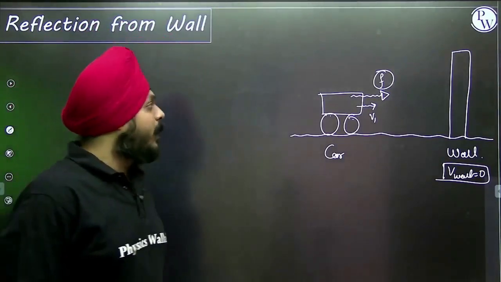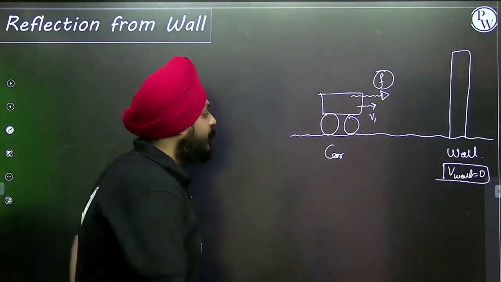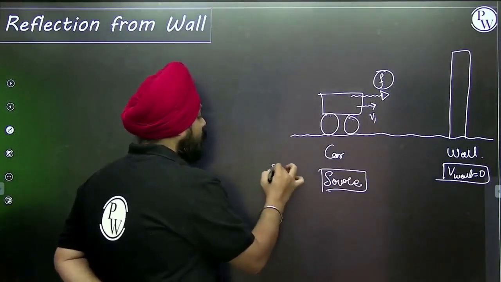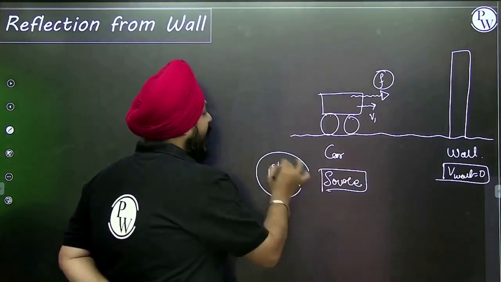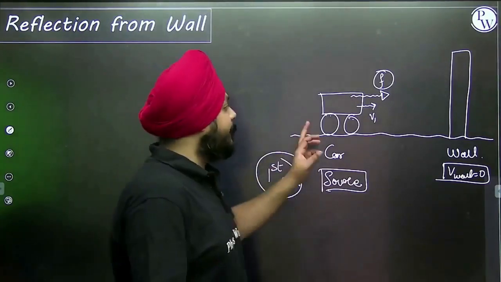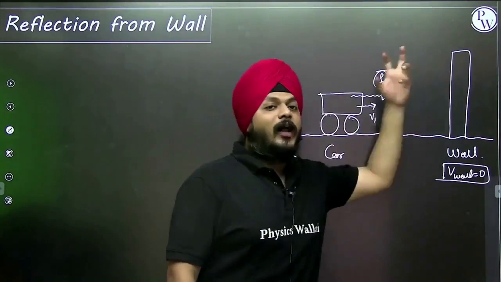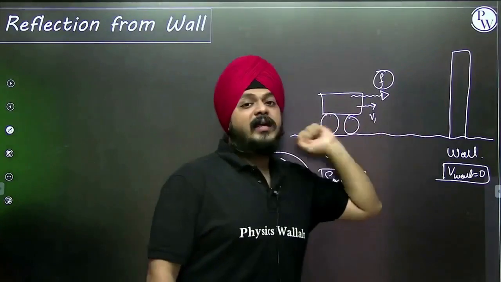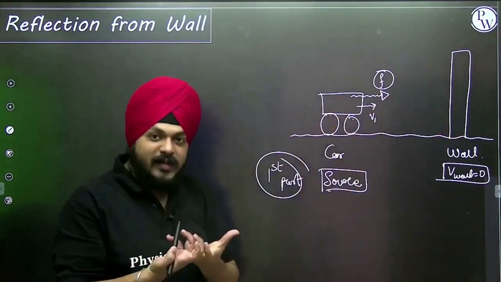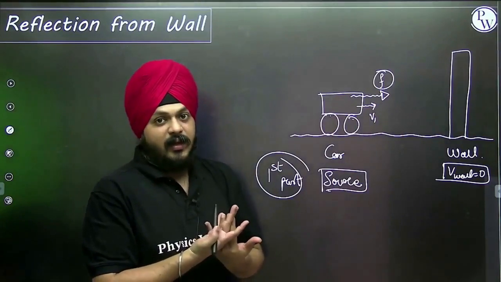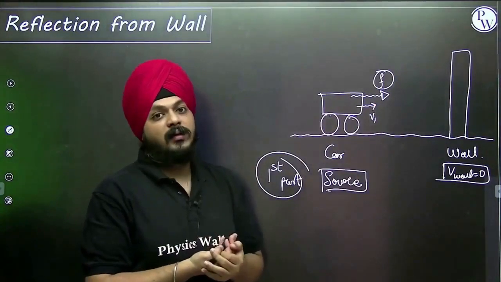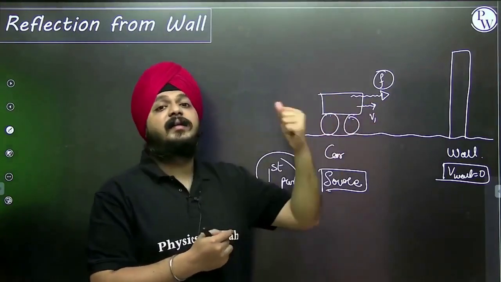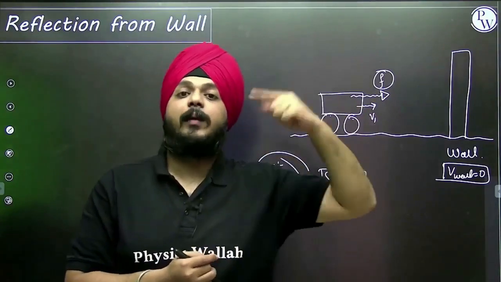Now what happens here? In the first part of the Doppler effect, the car is a source. The entire process is divided into two parts. First part, the car is emitting the sound, the wall is absorbing it. Second part, the wall is reflecting whatever amount of sound it receives, the entire sound with zero energy loss. And in the second part, this car is hearing that same sound with some apparent frequency.